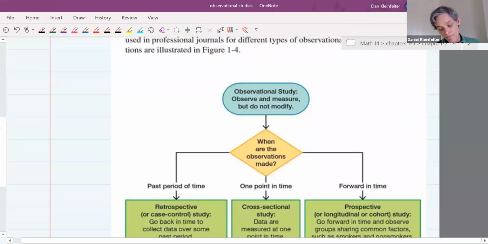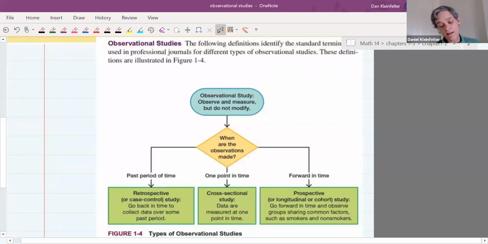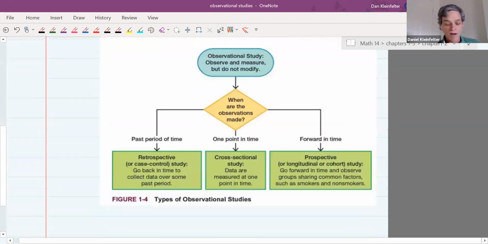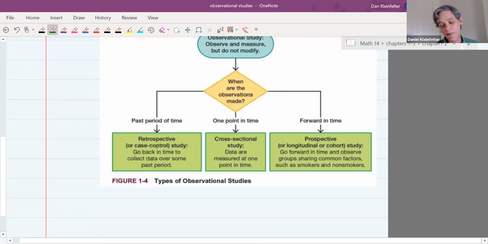Okay, a flow chart here can help you decide what kind of observational study you are looking at. In an observational study, again, you're observing and measuring, but you're not trying to modify, train, cure, or change anything. So there's no modification. The decision is based on when the observations are made. Is it in the past, at one point in time, or is it going forward? For a past period, it would be retrospective. At one point in time, it's cross-sectional, and then going forward in time, it is prospective.